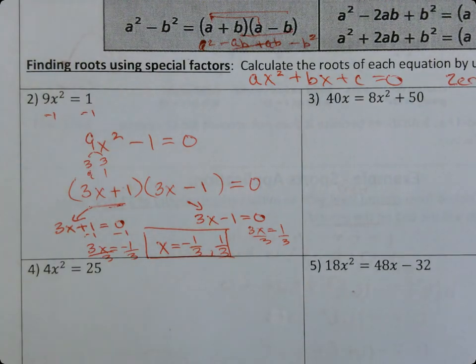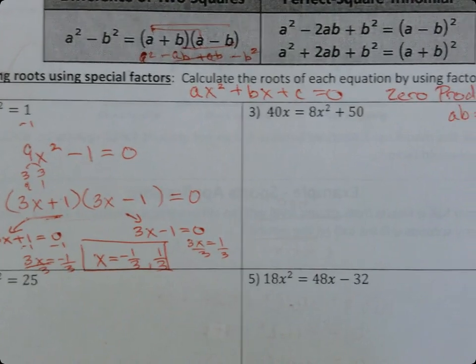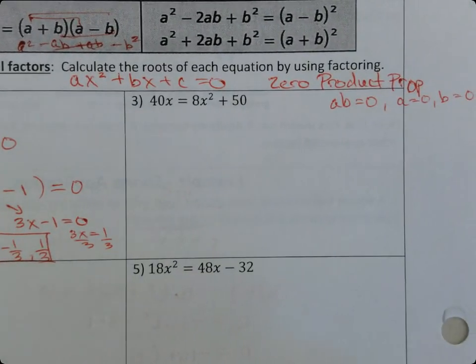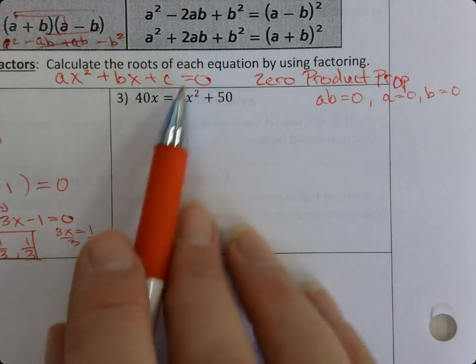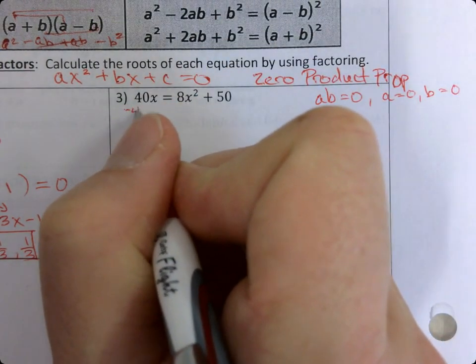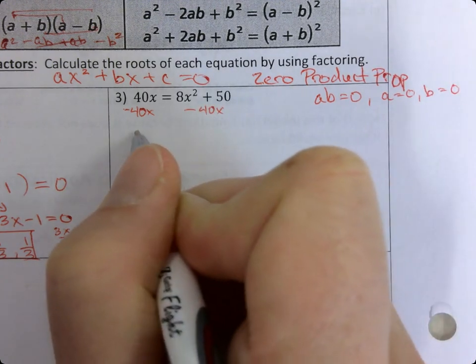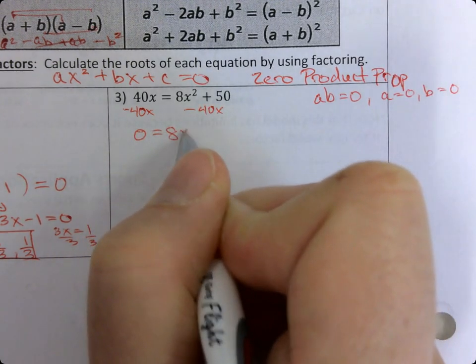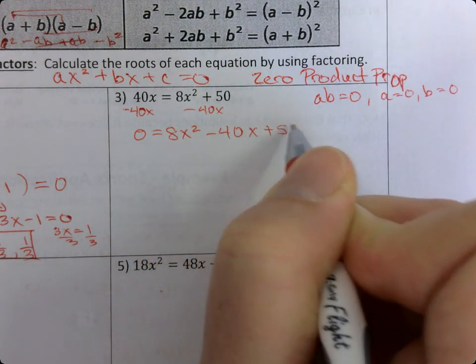Okay, let me leave myself some more room. All right, look at number 3 here. I need to set it equal to 0. I like to keep the x squared positive, so I'm going to leave this here and bring the 40 over, and I'm going to put it in standard form by putting that in the middle. So I have 0 equals 8x squared minus 40x plus 50.